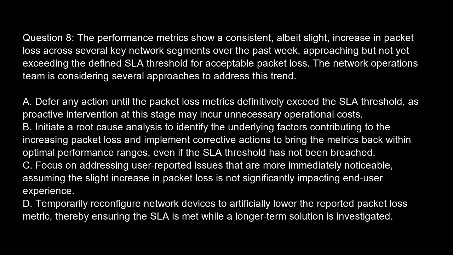Option B. Initiate a root cause analysis to identify the underlying factors contributing to the increasing packet loss and implement corrective actions to bring the metrics back within optimal performance ranges, even if the SLA threshold has not been breached. Option C. Focus on addressing user-reported issues that are more immediately noticeable, assuming the slight increase in packet loss is not significantly impacting end-user experience. Option D. Temporarily reconfigure network devices to artificially lower the reported packet loss metric, thereby ensuring the SLA is met while a longer-term solution is investigated.